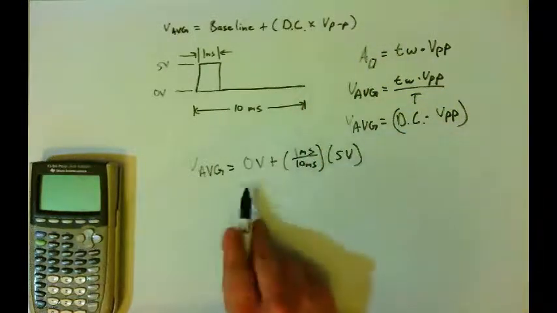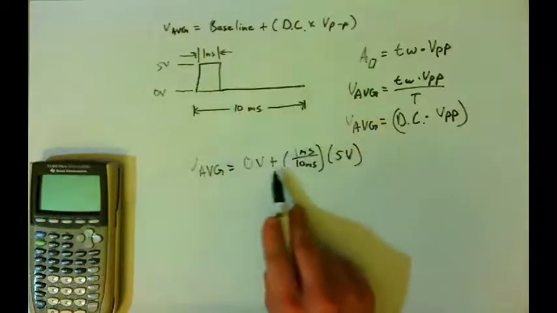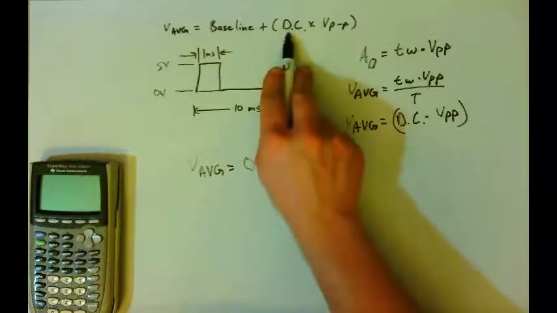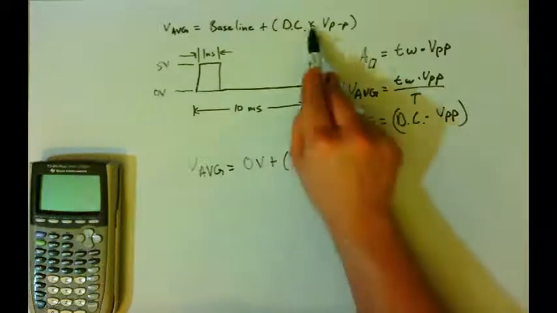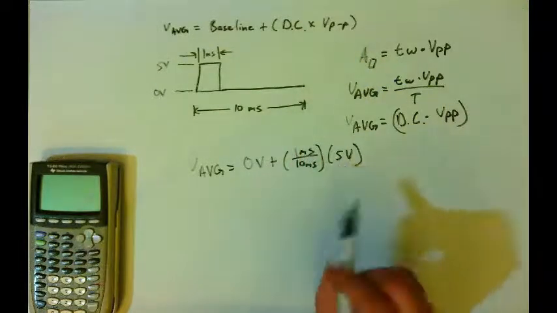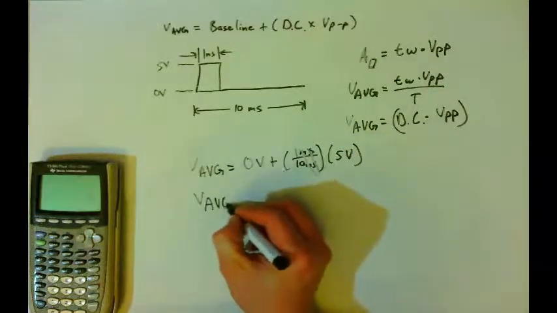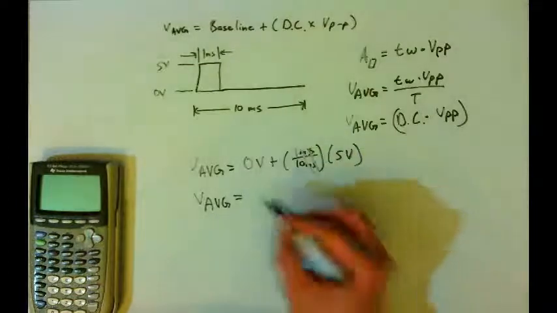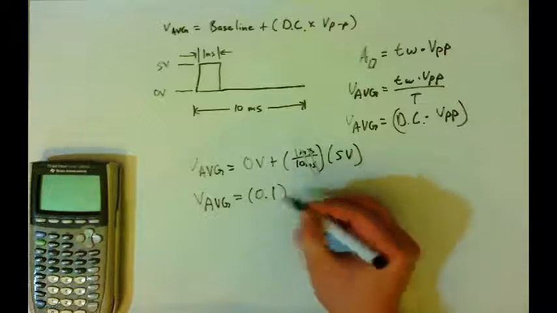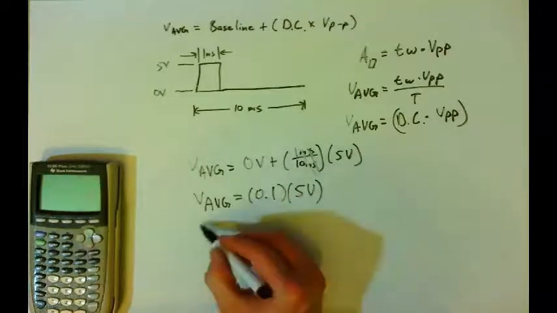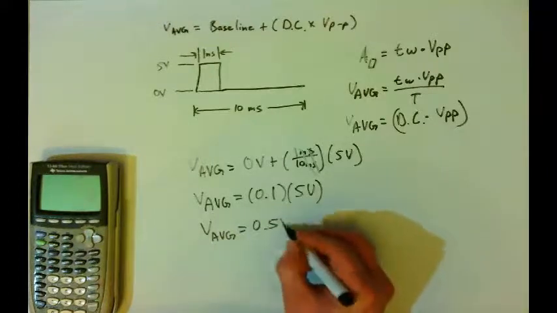Okay, and so again, I've got the baseline voltage, which was 0, plus the duty cycle, which is the pulse width over the period, 1 over 10, times V peak-to-peak, which is 5. And so again, the milliseconds here will cancel, and the average voltage will be equal to 1 divided by 10, which I'll write as a decimal, 0.1, right? 1 divided by 10 is 1/10, times 5 volts. And so the average voltage will be 0.5 volts, 1/2 of a volt.